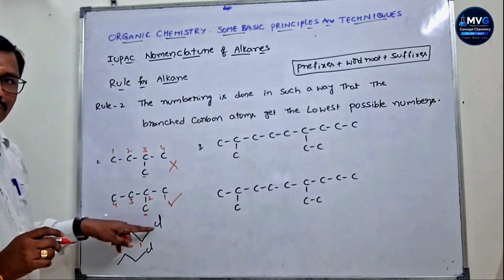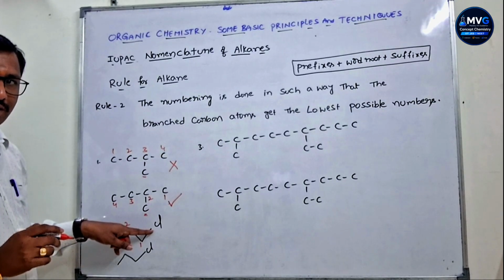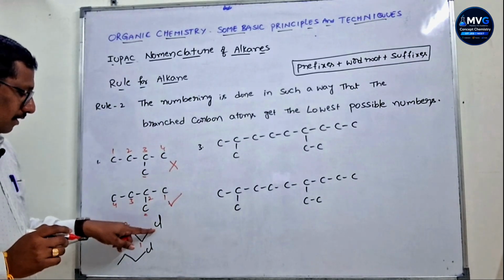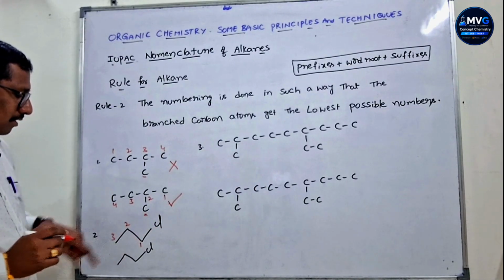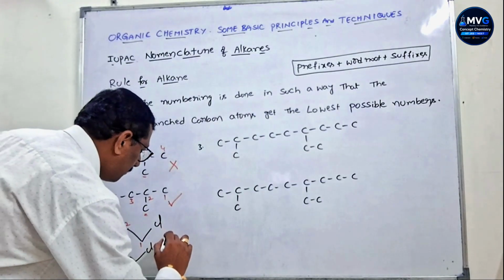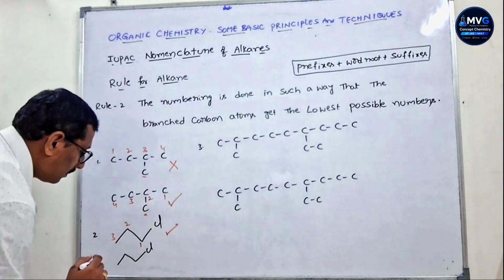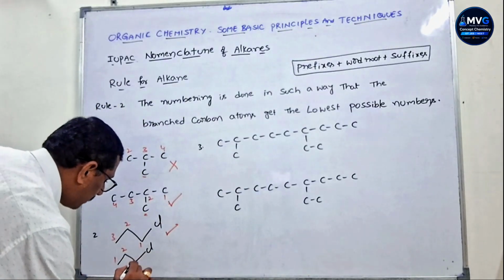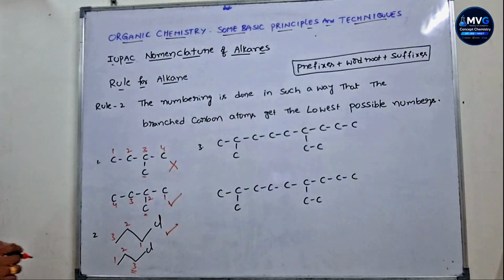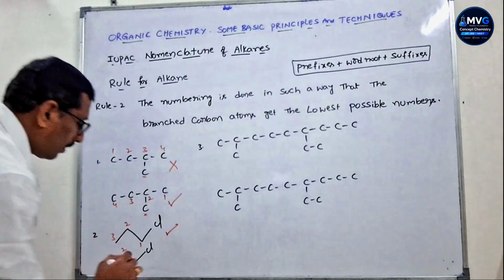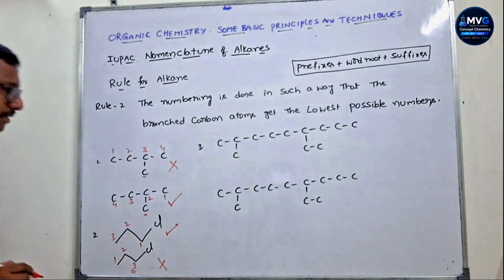Here, chlorine is there, students. That is considered as a substituent or functional group. This should get the lowest possible number. Now here it is there in the first carbon, no? So it is the lowest possible number. That way of giving numbering is correct. Suppose if you give numbering like this, students, this is the third position, which is comparatively a higher number. That's why this way of numbering is wrong.